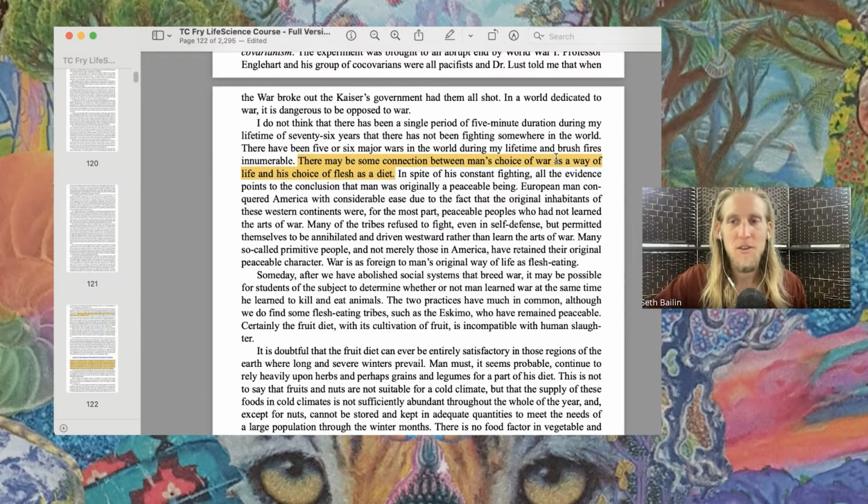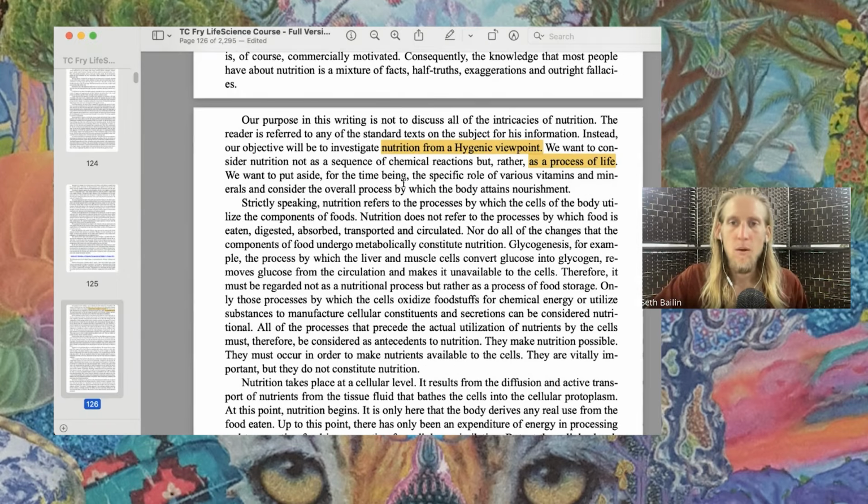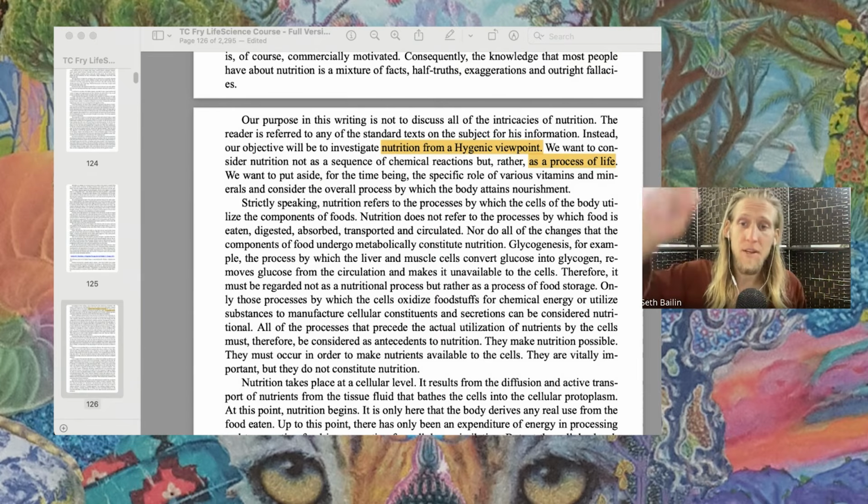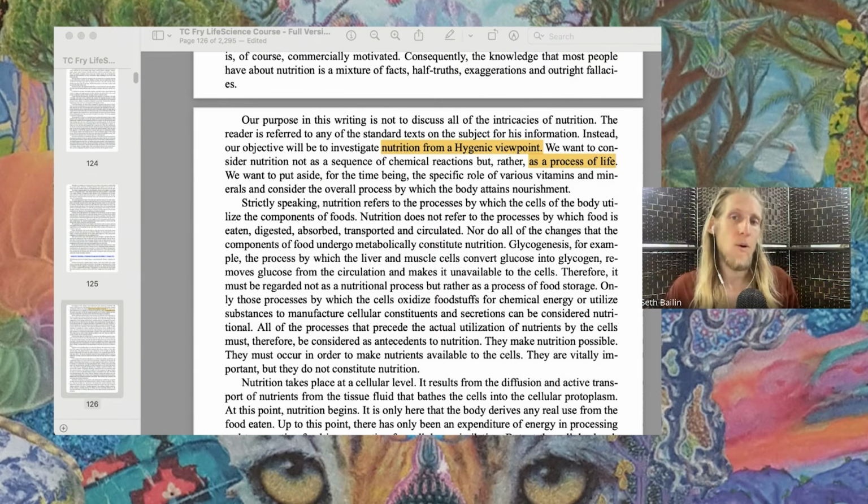Now, let's switch gears to the question that we got on school from Sharon. Okay, so if from a hygienic viewpoint, nutrition is a process of life, then when we think about the food that supports nutrition, we probably want living food, no? When we cook food, does it deaden the food? Well, yes. You can't put a cooked almond into the ground and expect it to grow.